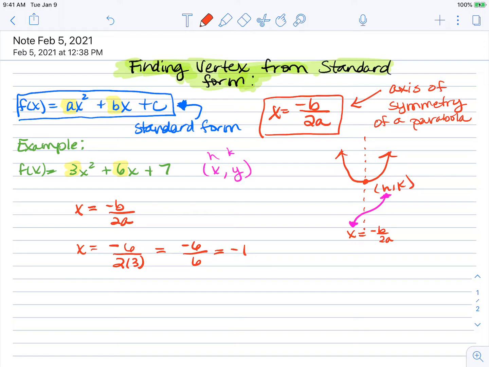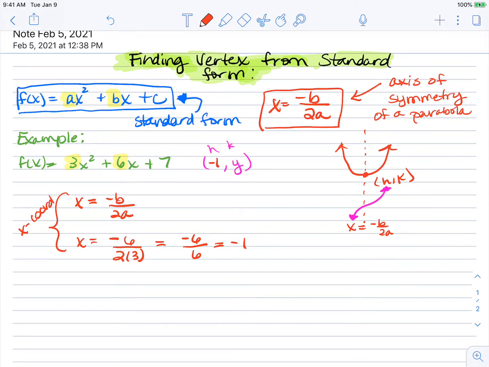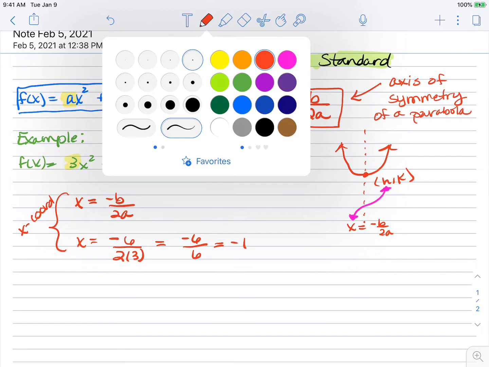So when I'm looking at my hk, or my xy of my vertex, I'm going to erase this x right here and replace it with this negative 1 that I figured out. So that's the x-coordinate of my vertex. Now that I have my x-coordinate of my vertex, I'm going to use that information to find my y-coordinate. So I should probably change colors. It might make things a little clearer.